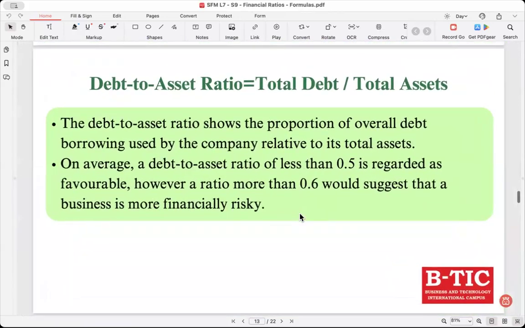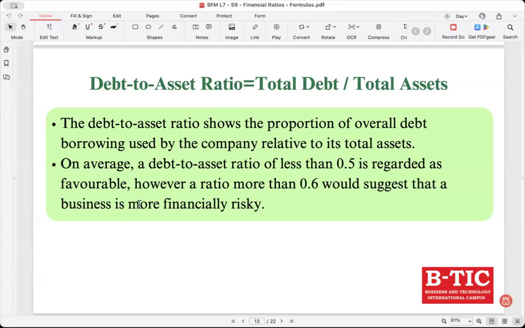Next, the debt to asset ratio. The debt to asset ratio shows the proportion of overall debt borrowing used by the company relative to its total assets. You also call it the debt ratio. On average, a debt to asset ratio of less than 0.5 is regarded as favorable. However, a ratio of more than 0.6 would suggest that a business is at more financial risk.